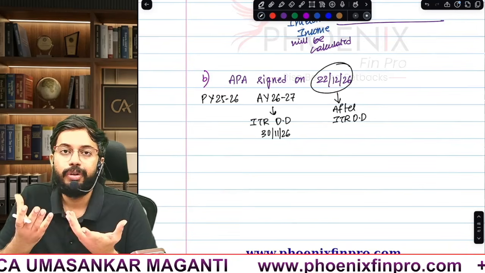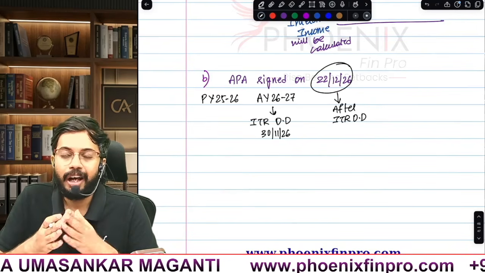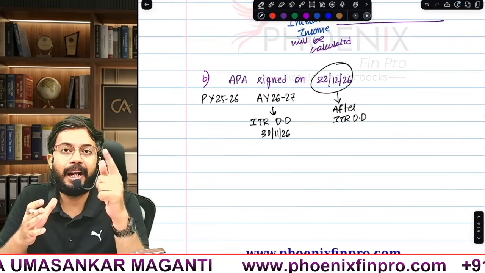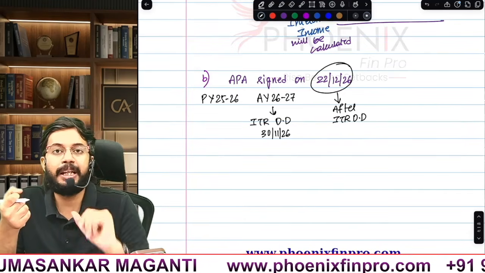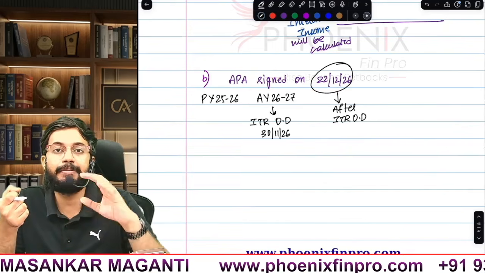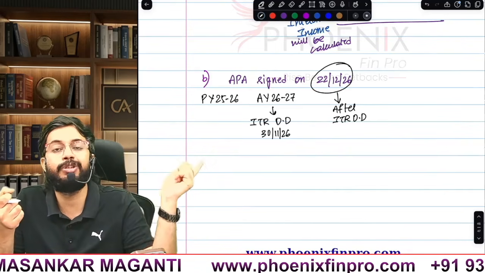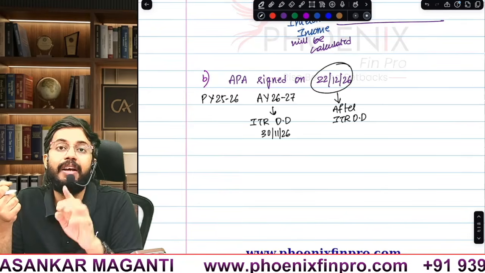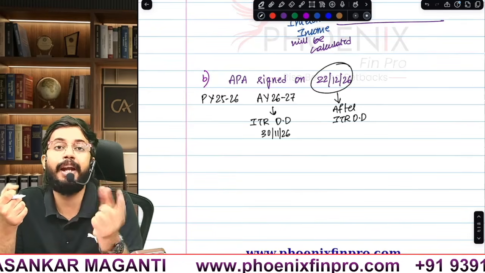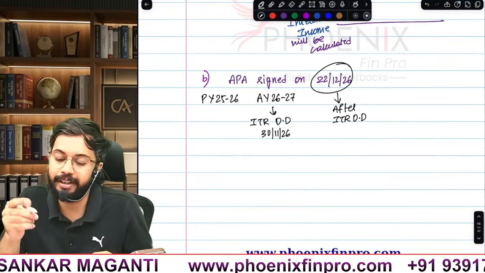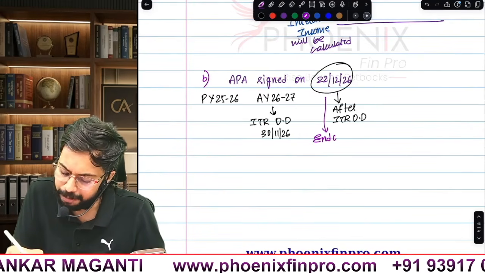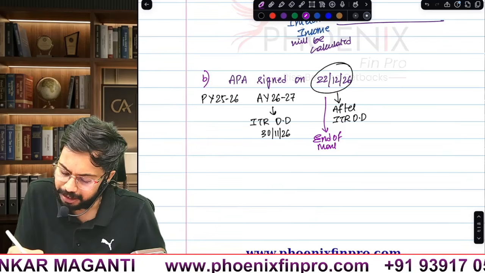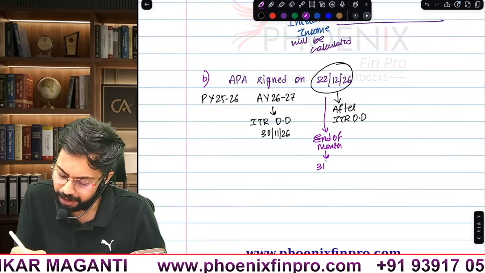Now, as you have already filed ITR, as per advance pricing agreement, again you will calculate arm's length price. And if there is any primary adjustment, that primary adjustment as per advance pricing agreement is to be brought to India within 90 days from end of the month in which APPA is entered. That means APPA is entered in December. What is end of month? End of month is 31st December 2026.